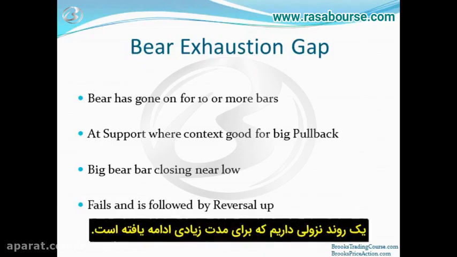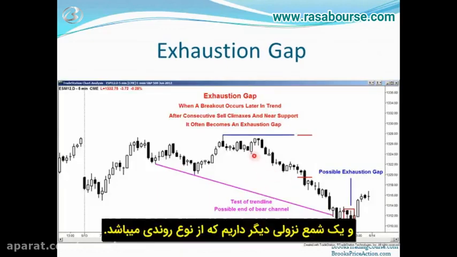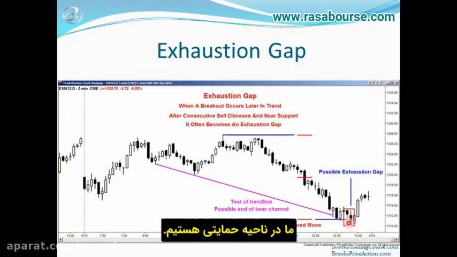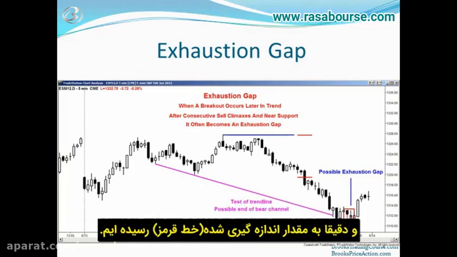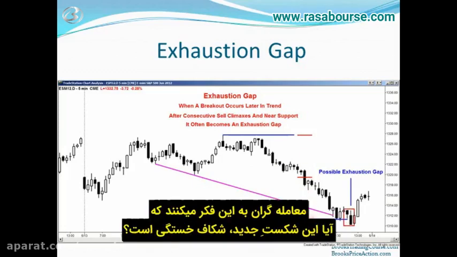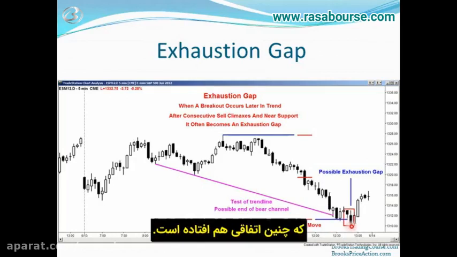So here's an example. We have a bear trend that's gone on for a long time. And now we have another bear trend bar closing on its low, and its close is below the low of the bar before it. We're at support, right? We're at a measured move target, and now we have a renewed breakout. Traders will wonder if this breakout attempt will become an exhaustion gap. In other words, they're wondering if the next bar will get above the high of the bar before it, closing the gap, which is what took place.